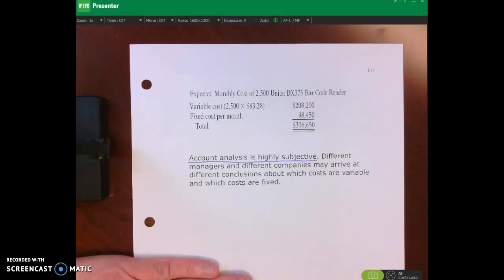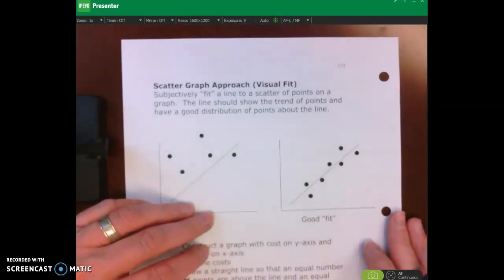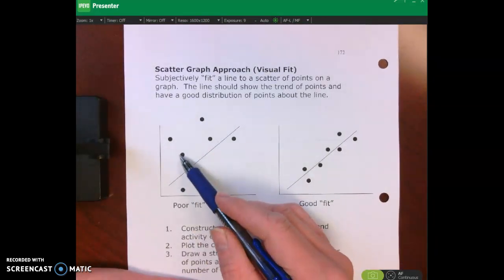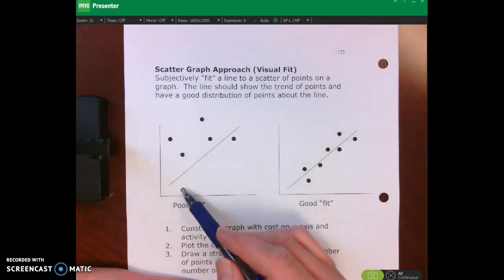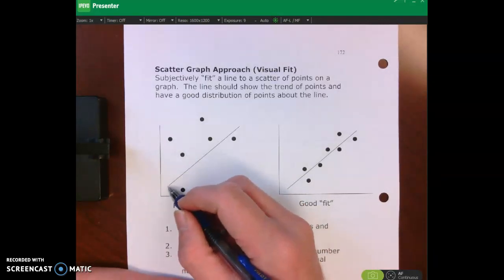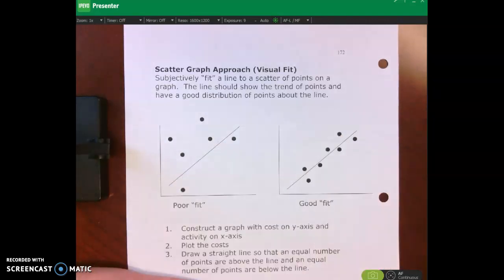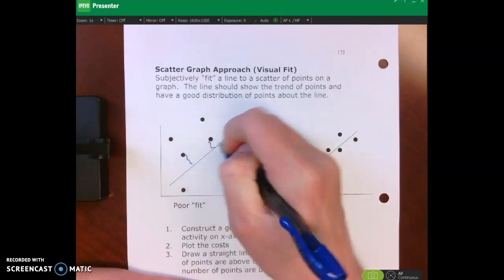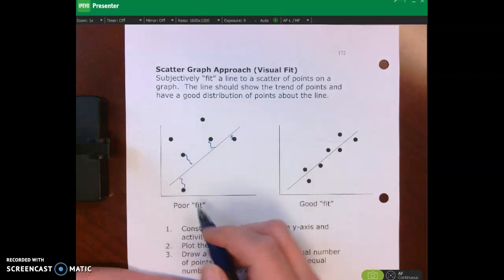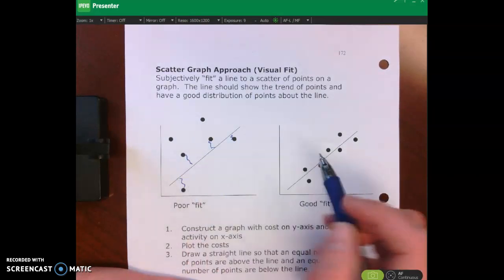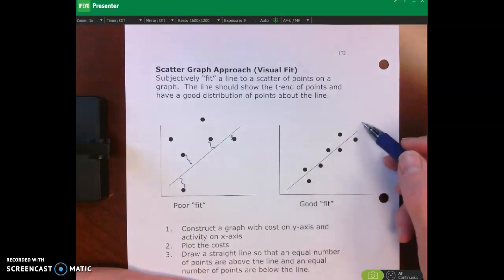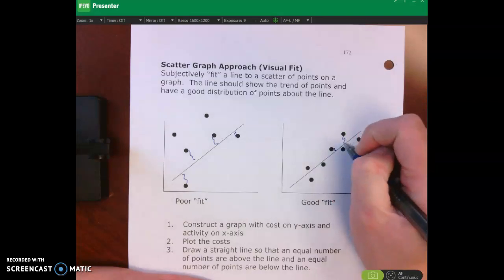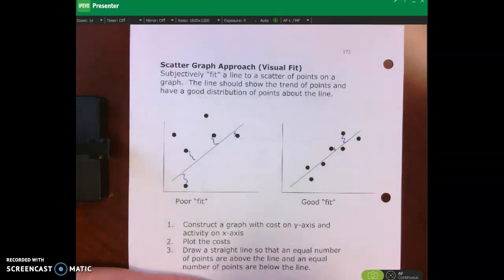Okay. All right. So let's talk about another one, which is a scattergraph approach, which would be a visual fit, which we could do. We could plot our total costs at different levels of activity. And what we would do is we'd want to have the line that best fits the data. And when I say the line that best fits the data, it's the line that minimizes these errors. This is an error because the data point is not right on the line. So this would be a poor fit. This would be a good fit, because look, the errors, that's a smaller distance than some of these distances. So this is a better fit.